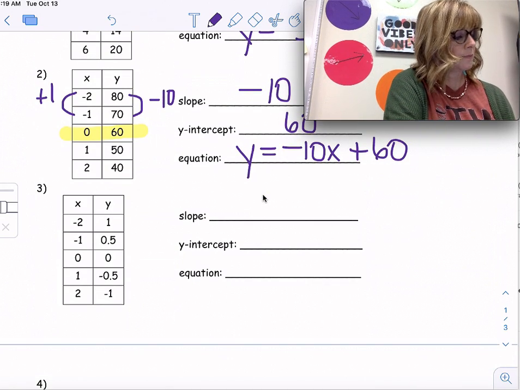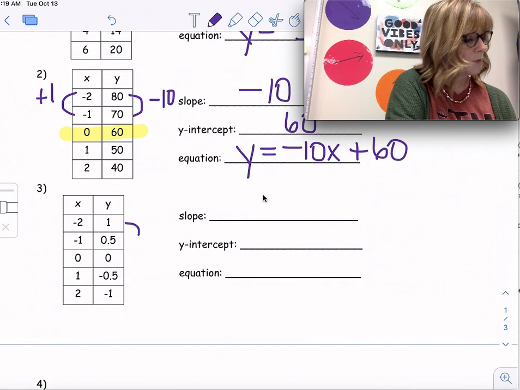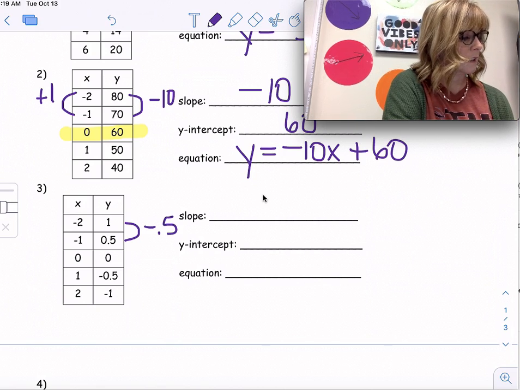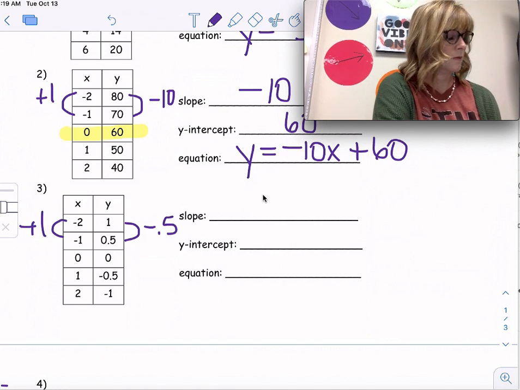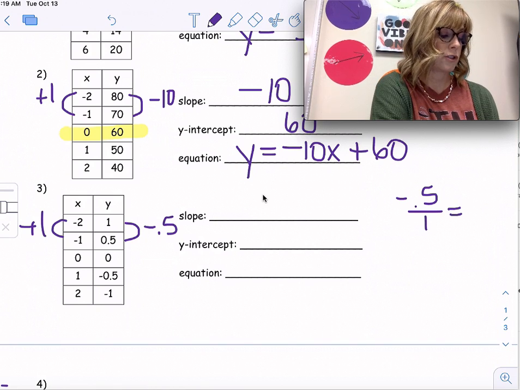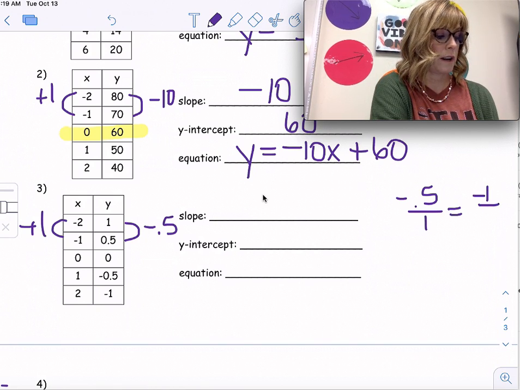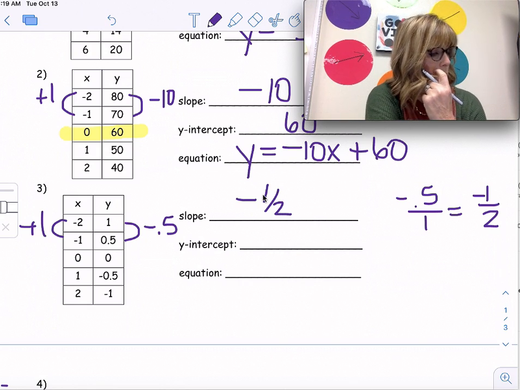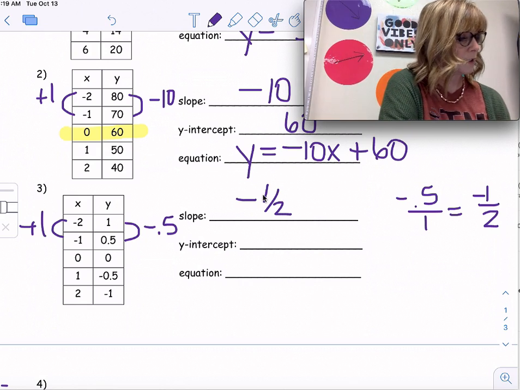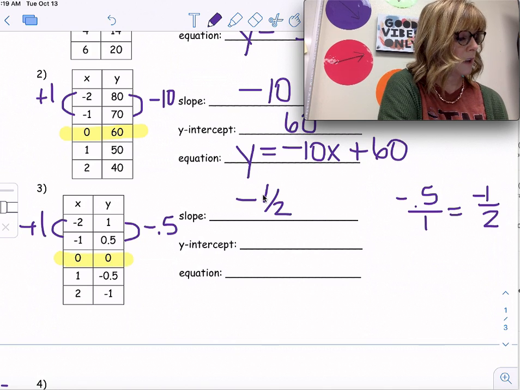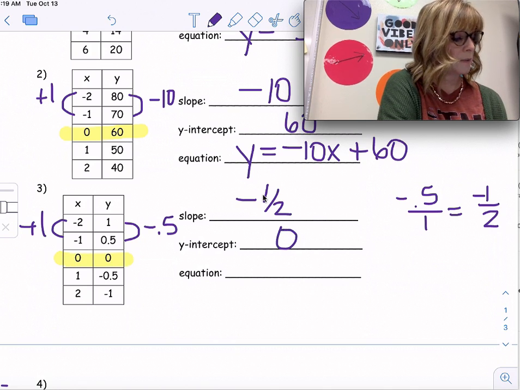Okay, the next one, I'm finding the change in y, and that looks like it's going down 0.5. And then the change in x is plus 1. So negative 0.5 divided by 1 is just negative 0.5, or negative 1/2. I'm going to leave it as a fraction, or change it to a fraction. The y-intercept is just 0, because when x is 0, y is also 0, so the y-intercept is 0.